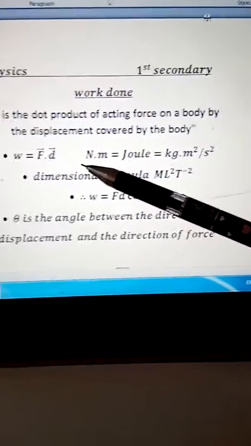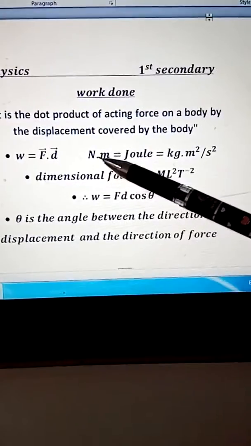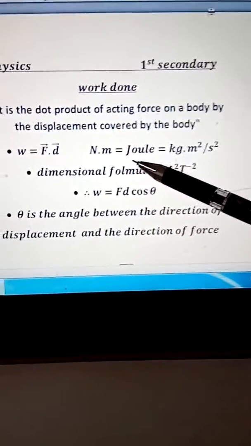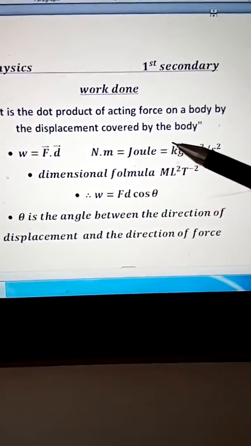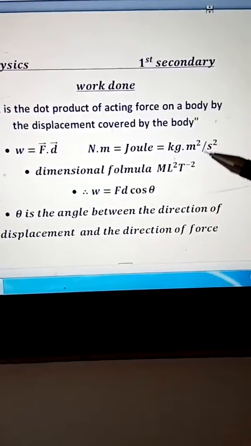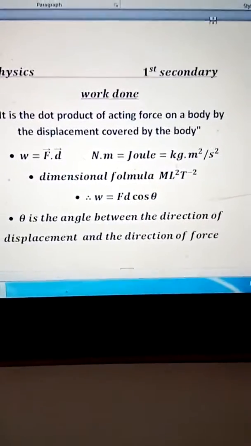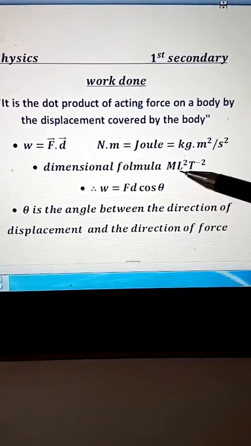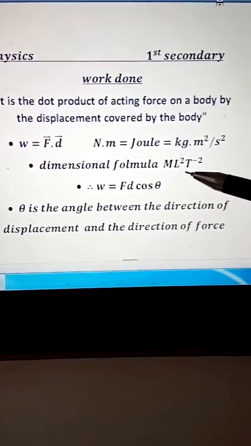The measuring unit of work done is Newton times meter, which is called joule, and may be equal to kilogram meter square per second square, or kilogram meter square second power -2. So the dimensional formula of work done is M L power 2 T power -2.